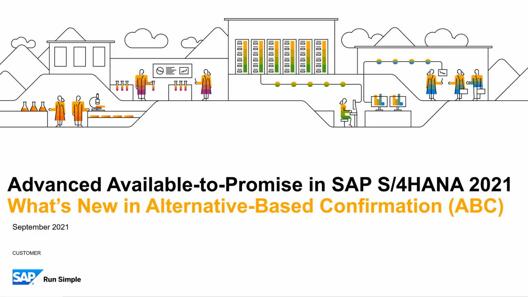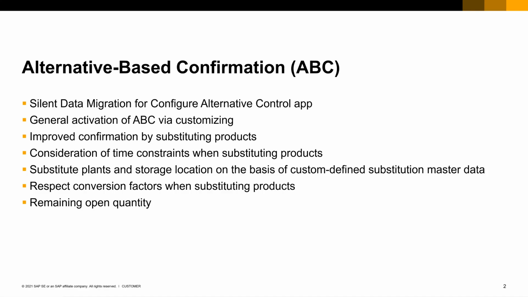But with this year's release, we did a huge step forward into a successor for the rules-based ATP by introducing, here I can show you, the plant and storage location substitution based on their own and powerful new master data, as well as the material substitution. The storage location substitution, by the way, was not even there in the rules-based ATP. So here we have already made some progress over the rules-based ATP in APO.